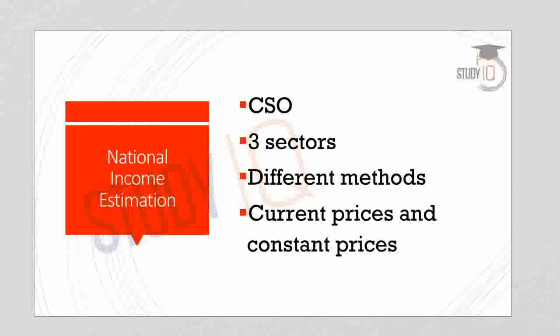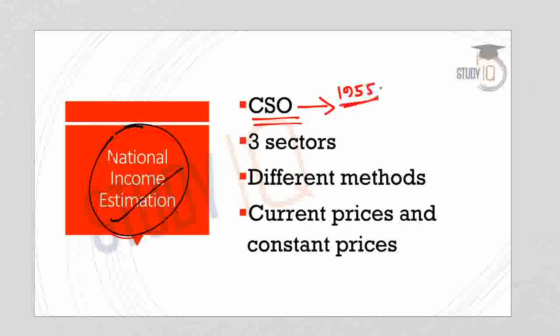Now let us understand about the national income estimation. So how is national income estimated? The national income estimates are prepared by the CSO, or the Central Statistical Organization, since 1955. And for this purpose, the Central Statistical Office has divided the Indian economy into three basic sectors, and these three sectors are used for the evaluation of various data. So you might be knowing which are these three sectors: primary sector, secondary sector and the tertiary sector.